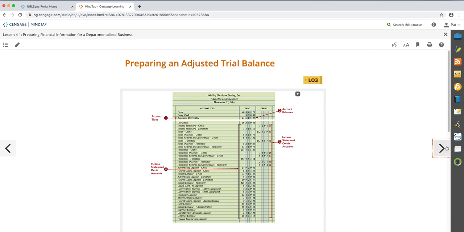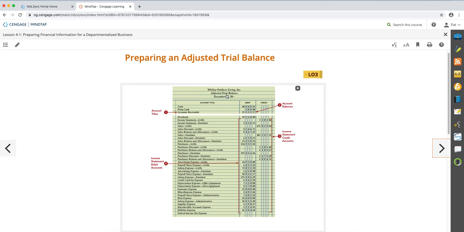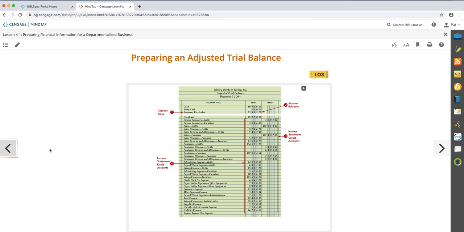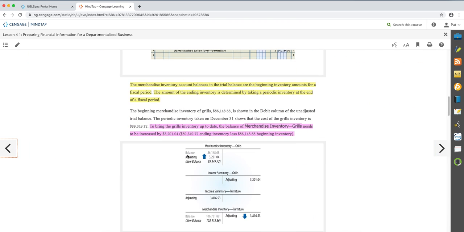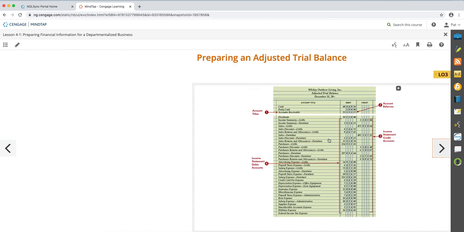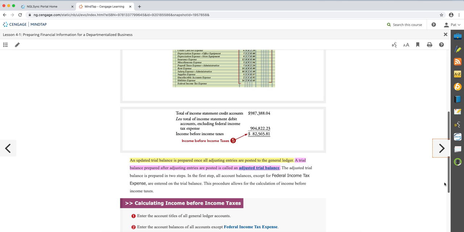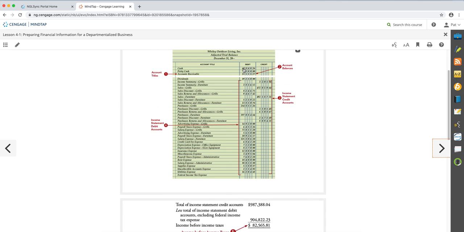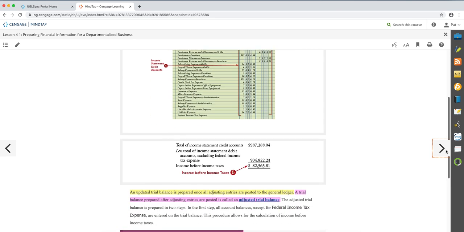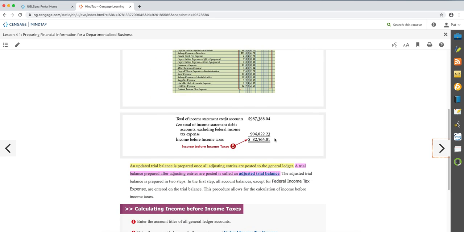And the last part, preparing adjusting trial balance. This is adjusted means we now are inputting all of our adjustments that we just created on this last page. We're going to take all these journal entries that we have, and we're going to make sure we post them, and then we're going to get updated balances, and we're going to put them into our adjusted trial balance. You will add up. It's a little different than our worksheets. We'll add up the debits and credits of this adjusted trial balance, and we will come up with a number. The difference between those two is the income before taxes.